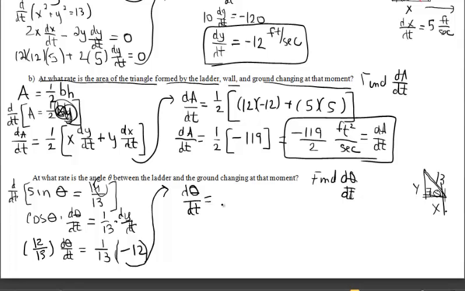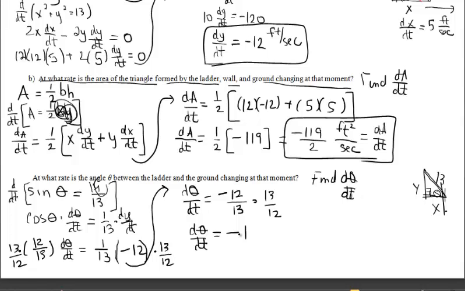I can get through this problem without too many more obstacles. We're going to have -12/13 on the right-hand side, and I'm going to multiply by the reciprocal, 13 over 12, on both sides. Cleaning that up, it looks like we're going to get -1.